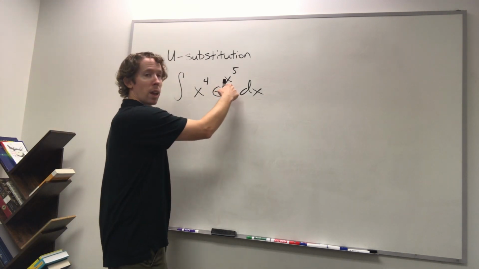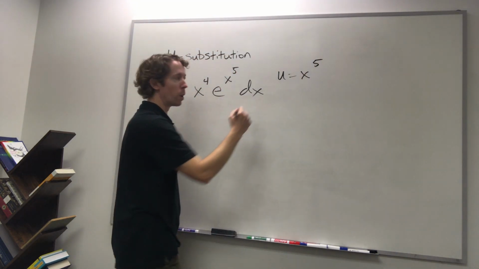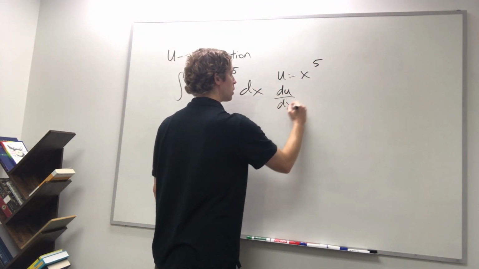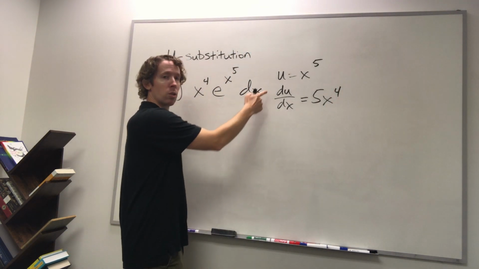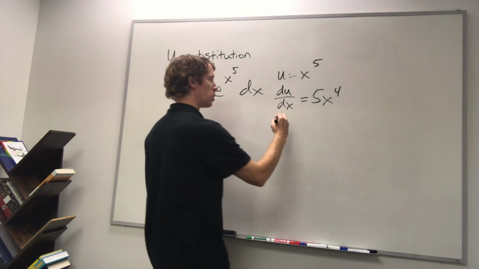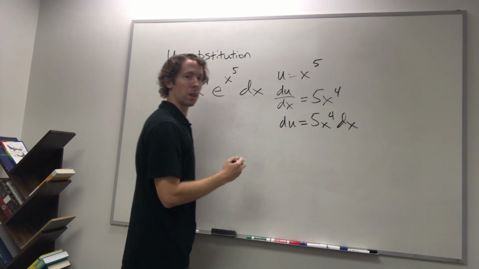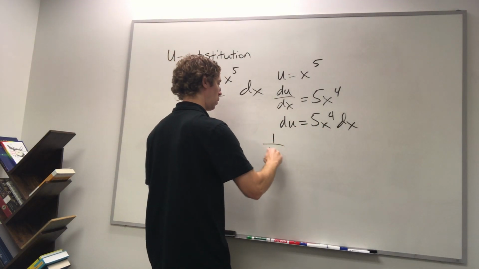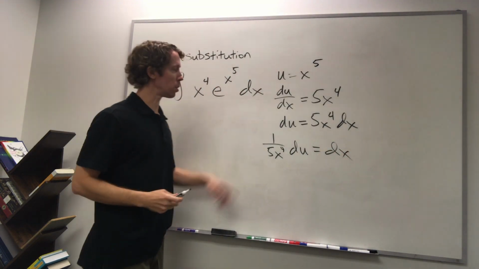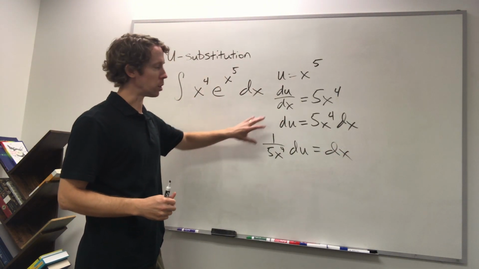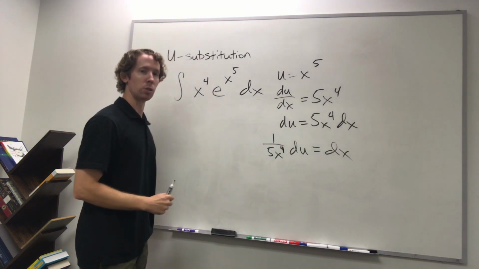So I'm going to let x to the fifth be u, then take the derivative of u with respect to x. Then I'll solve for dx, treating du and dx as variables. So multiply both sides by dx, then divide by 5x to the fourth. You may be able to do this a little more quickly using a different method, but this way always will work when you can use u substitution.